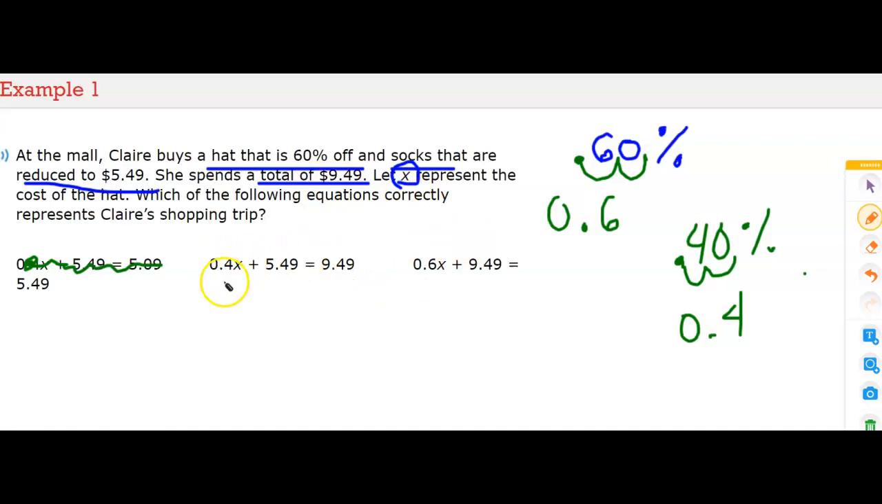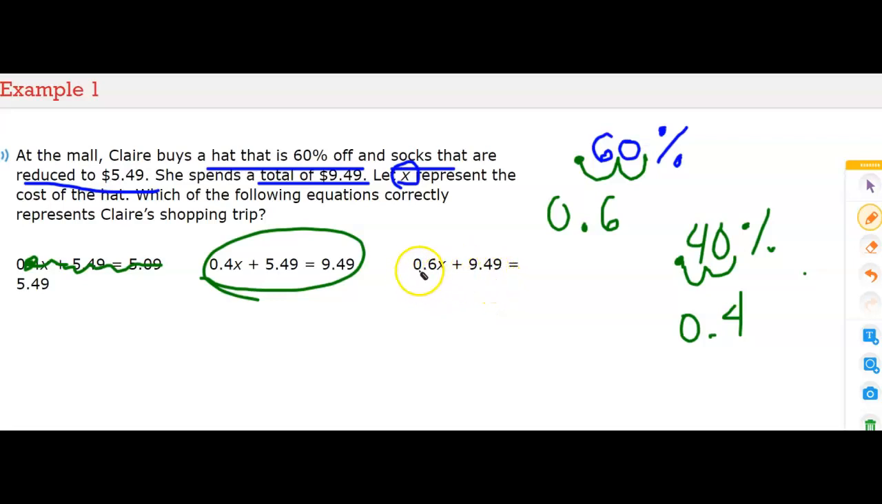Now let's look at the second equation. We have the 0.4x, 0.4, that's correct. We knew that from the first one, plus the $5.49. That was also correct from the first one. And the total is equal to $9.49. So this one is our correct equation to use to solve for how much Claire was spending at her shopping trip.